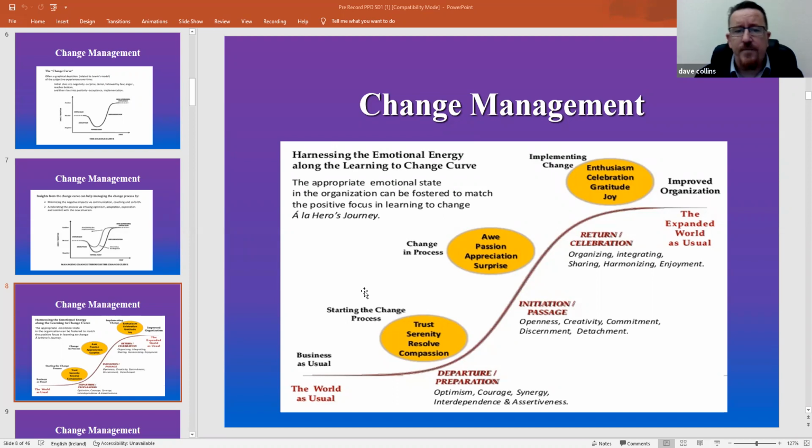independence, and assertiveness. The change in process, awe, passion, and surprise, the initial passage, openness, creativity, commitment, discernment, detachment. Implementing the change then, enthusiasm, celebration, gratitude, and joy. We have then return, celebration, organizing, integrating, sharing, harmonizing, and enjoyment. And then at the very end, improved organization, the expanded world as usual. And that's just a different setup on Lewin's curve.